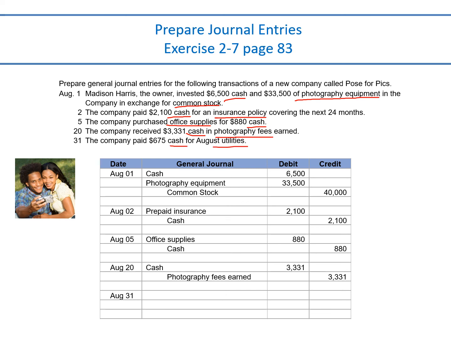All right, then August 31st, the company paid $675 cash for utilities. So our two accounts affected are cash and utilities. And so utilities expense is going up. And in order to increase utilities expense, or any expense account for that matter, we debit. So we have utilities expense, debit. And then cash is going out the door because we paid the bill, right? So in order to decrease cash, cash is an asset account. We decrease asset accounts with credits. There you go.